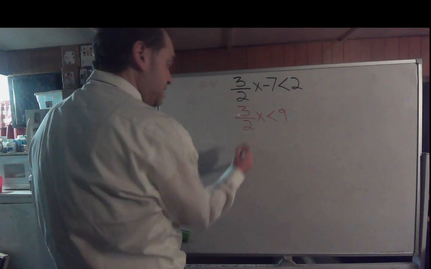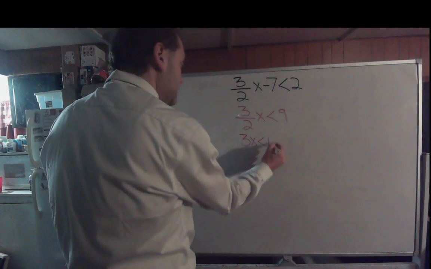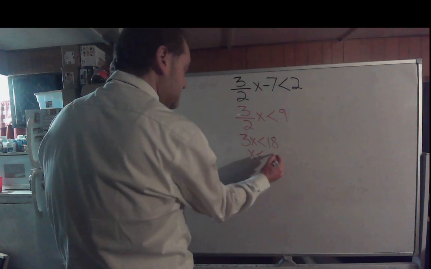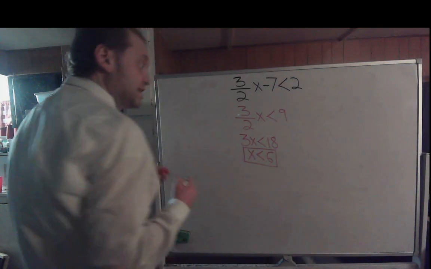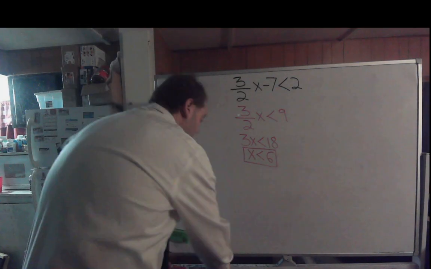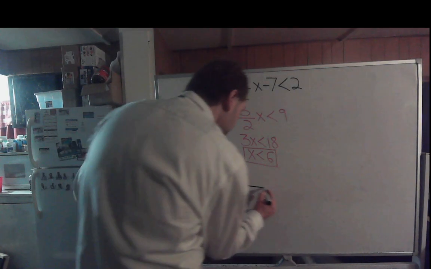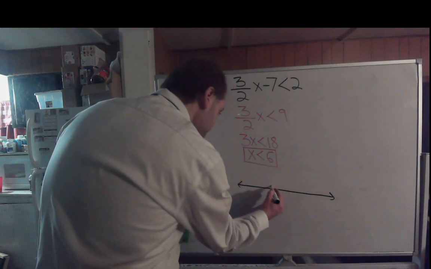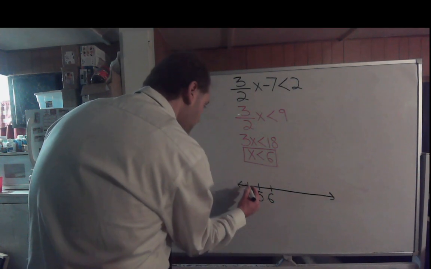Multiply both sides by 2, you'll just get 3x by itself. That would be less than 18, which would then give you that x is less than 6. So there's your solution, is that x is going to be less than 6. Now let's plot this on a number line. Let's put 6 here, 5, 4.